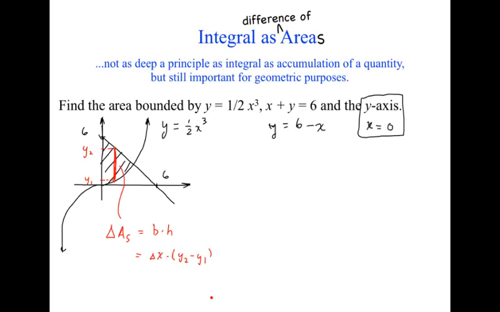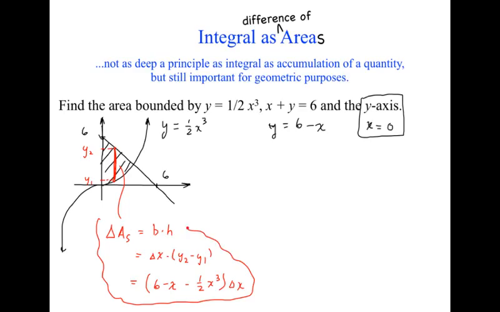But now since we're doing delta x, we want to rewrite that whole thing in terms of x. So we're going to rewrite y2 in terms of x. What is y2 in terms of x? That's our 6 minus x. And what is our y1? That's our curve. That's our 1/2 x cubed. Delta x. Okay, so we got our typical strip.